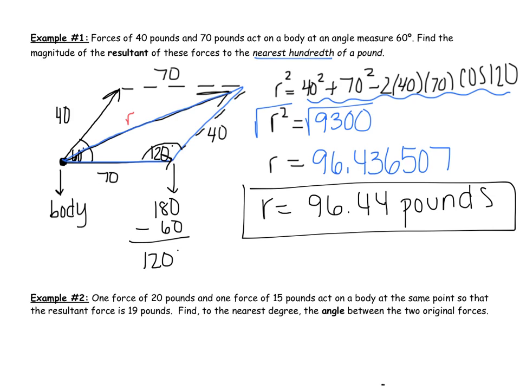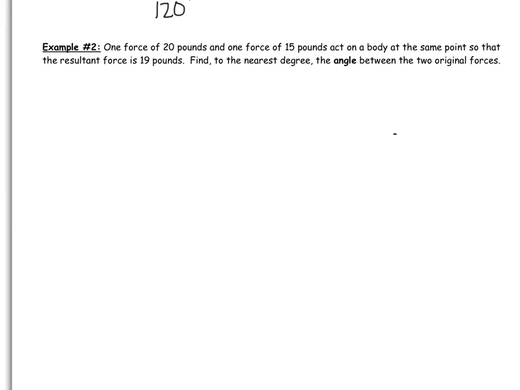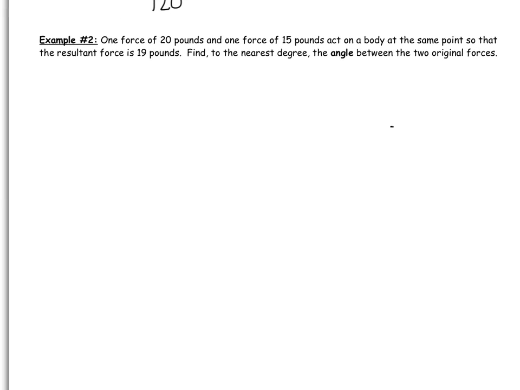Okay, let's try example number 2. So in example number 2, it says one force of 20 pounds and one force of 15 pounds act on a body at the same point so that the resultant force is 19 pounds. So before I read any more, let's draw a picture. So again, we're going to draw the picture the same way. We have a body, an object that we are pulling. And we're going to label it that it's our body, if that helps.